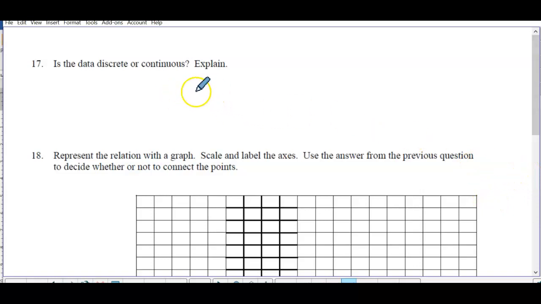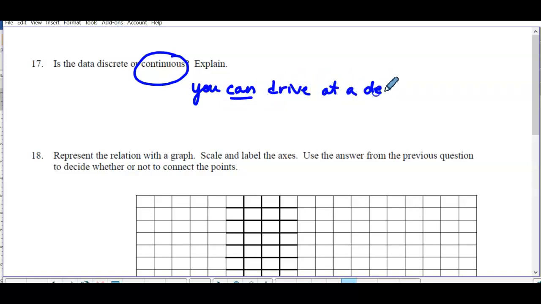So is this data discrete or continuous? Well, as we talked about, you can have a decimal value of the speed. So this is continuous. You can drive at a decimal or fraction value of kilometers per hour.